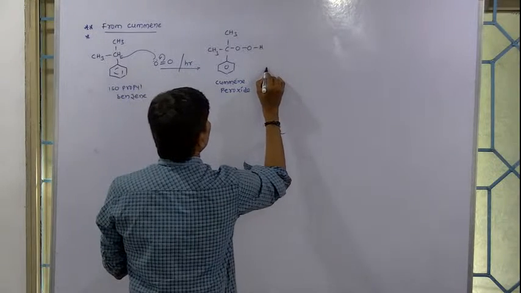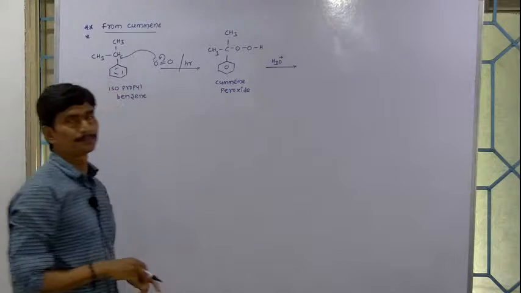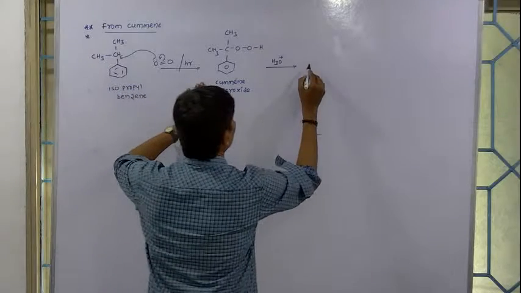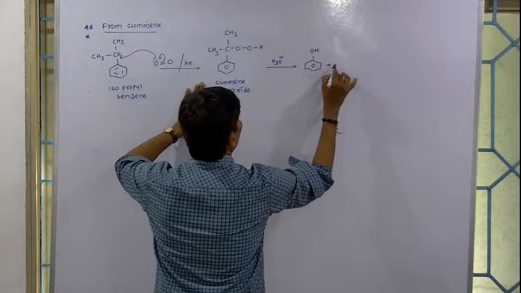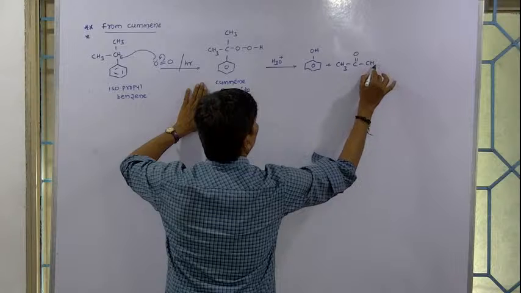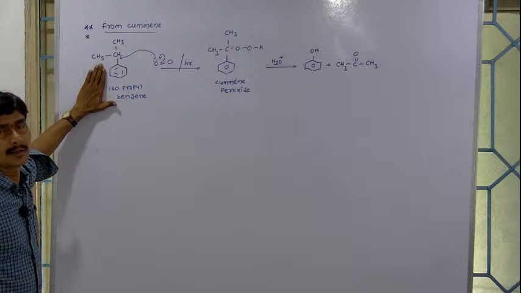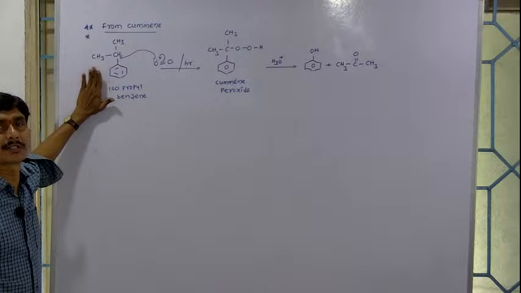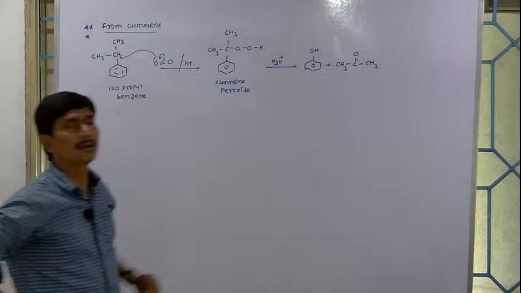Which on hydrolysis or on acidification is converted into phenol plus acetone. So commercially, phenol can be synthesized industrially from cumene. Cumene, on oxidation with oxygen in presence of sunlight, followed by hydrolysis, can form phenol.